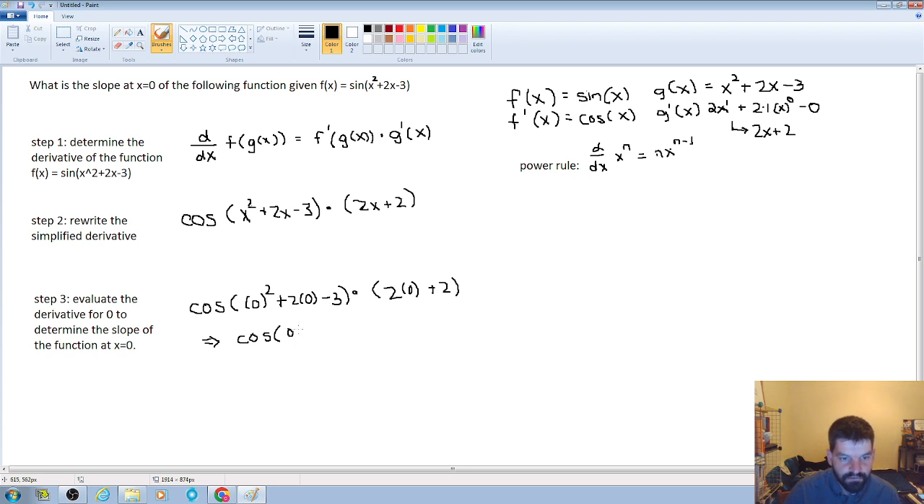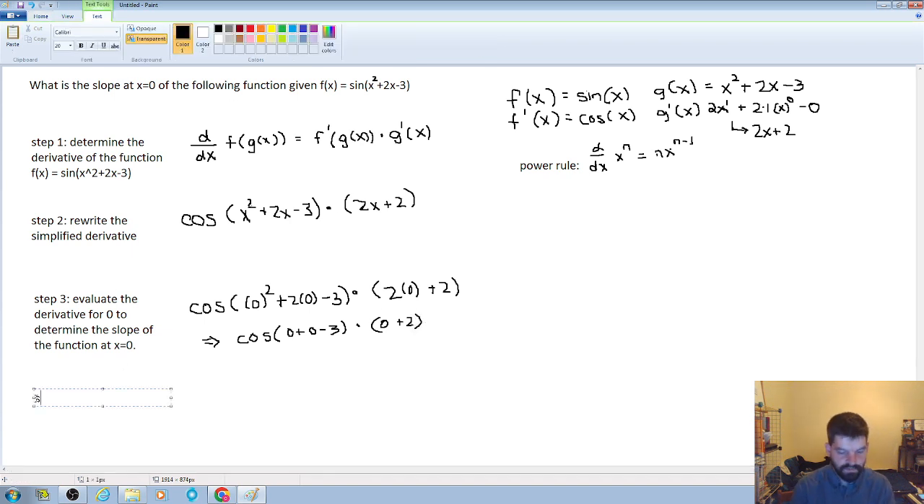And then we have 2 times 0 is 0, and then minus 3, and then multiplied by 2 times 0 is 0, plus 2. So step number 4 is just kind of built on, actually I should say step 3b, determine the final value of the trigonometric function.